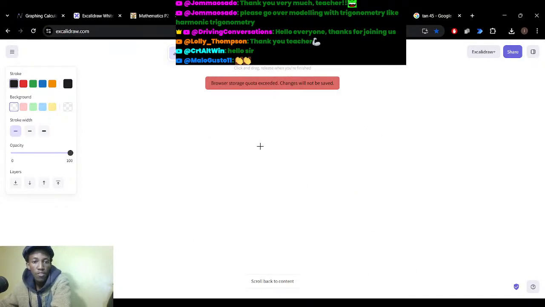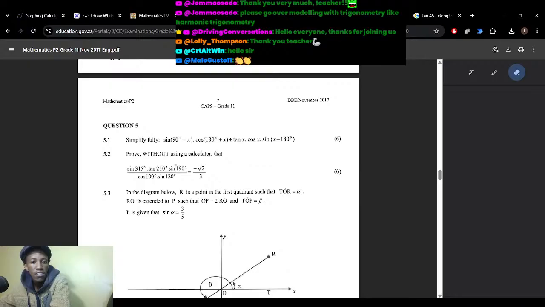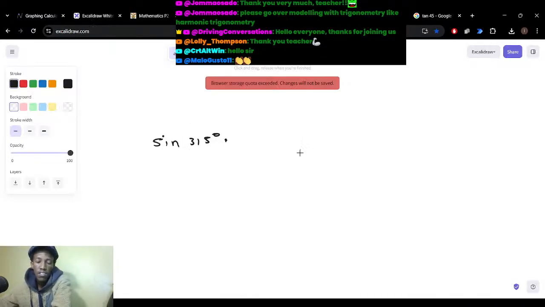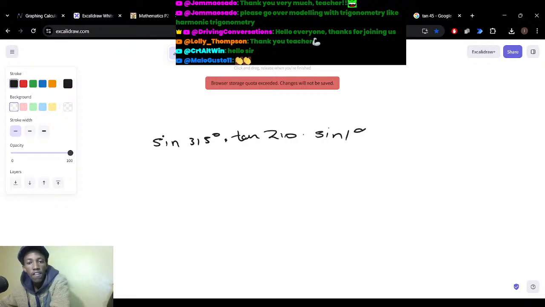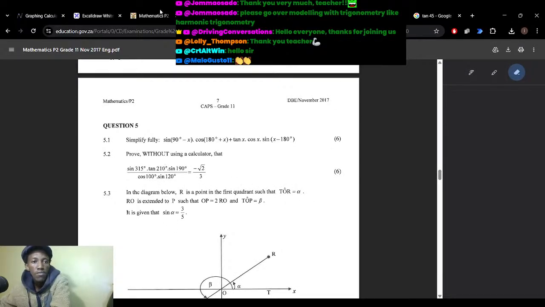So we have sine 315 degrees multiplied by tan 210, sine 190, tan 210, over cos 100 sine 120.